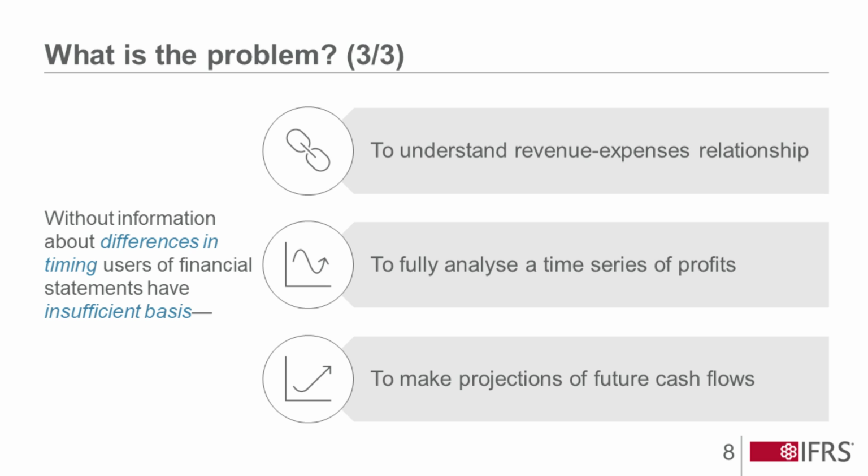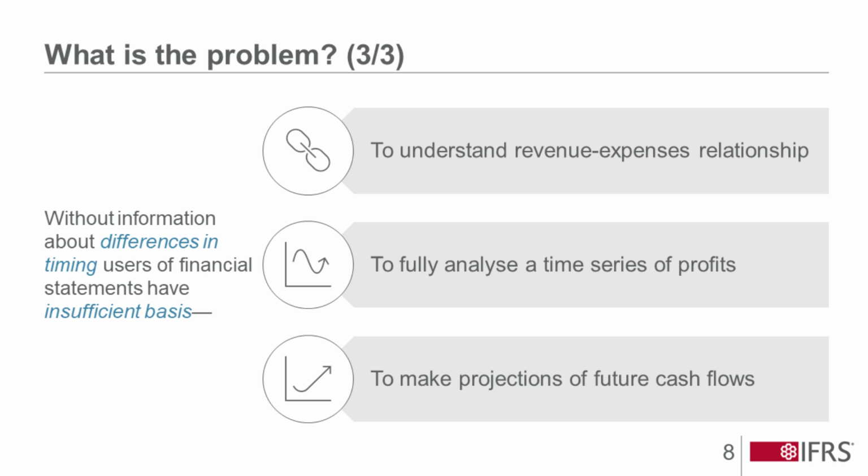When there are differences in timing, the IFRS financial statements do not provide sufficient information for users to understand completely the relationship between revenue and expenses, for example, the operating profit. It makes it more difficult for users to understand what portion of a fluctuation in the revenue-expense relationship is a matter of performance, or whether this is because of timing difference, or a mix of those.